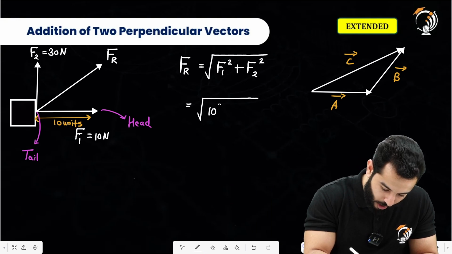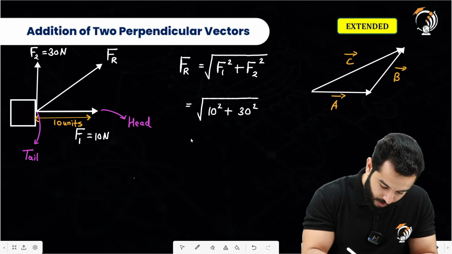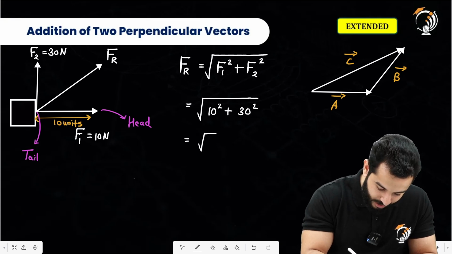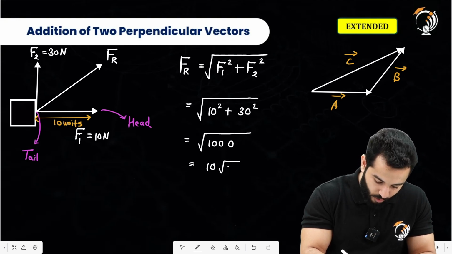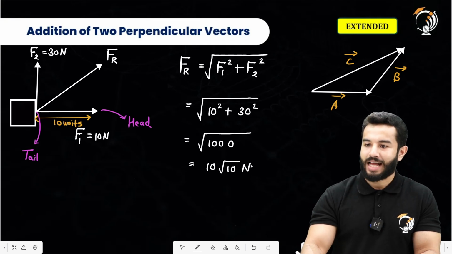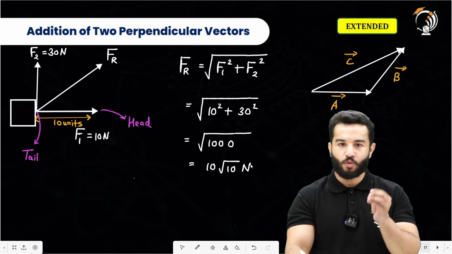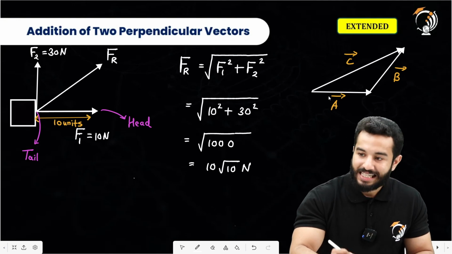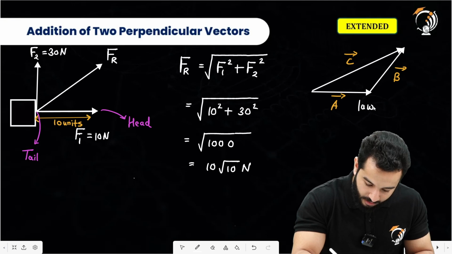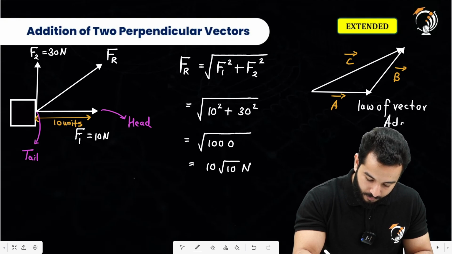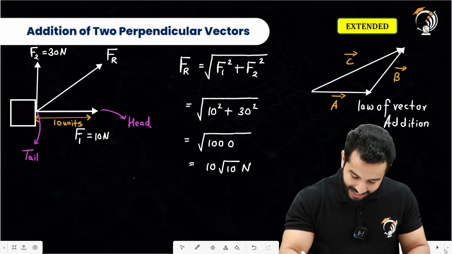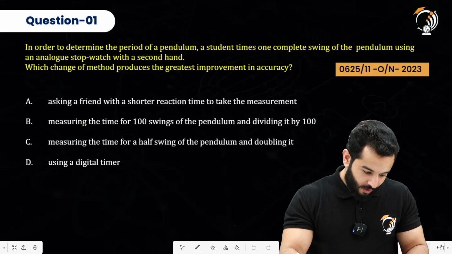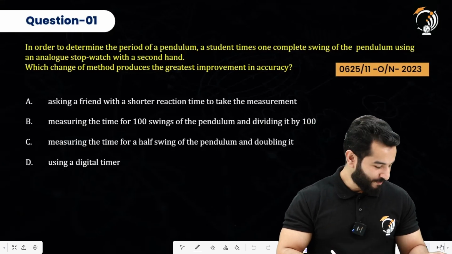So this is going to be the square of 10 plus the square of 30. So this is going to be 900 plus 100. That's going to be 1000. And we can write it as 10 root 10 Newton. That's it. So that's how you add two perpendicular vectors. What I meant over here, this is the law of triangle, the law of vector addition. All right. With this, let's move to some questions of past years.